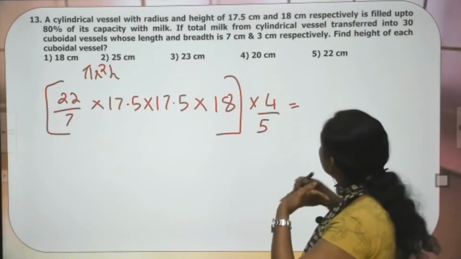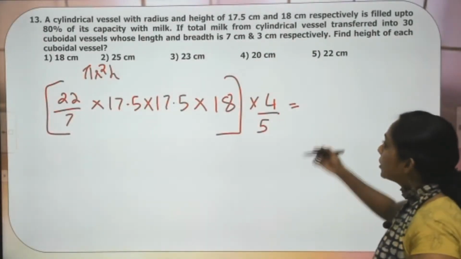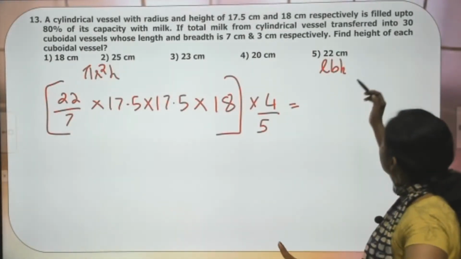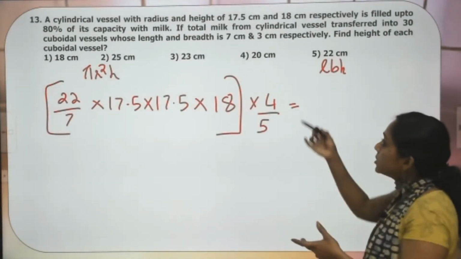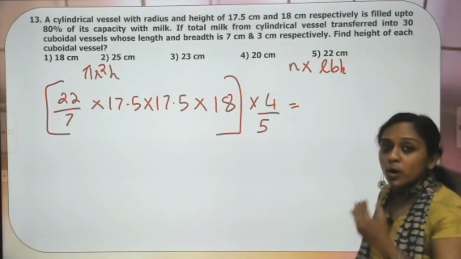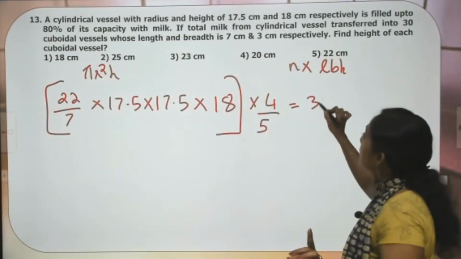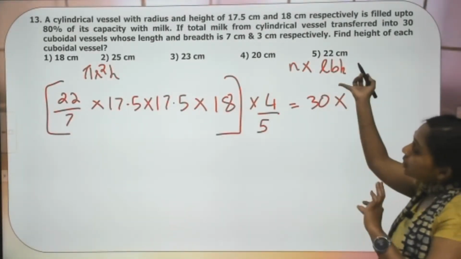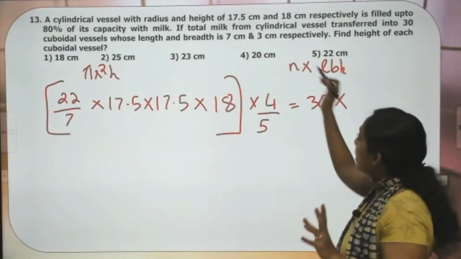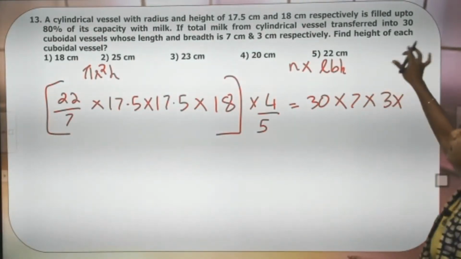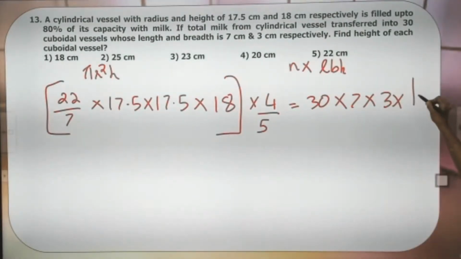What is the volume of a cuboid? Volume of a cuboid is LBH. Is it one cuboid? How many cuboids are there? 30 cuboids are there. So what is the total volume? Number of cuboids into the volume of one cuboid, so 30 into LBH. L is 7, B is 3 and H is what you have to find out. Find the height of each cuboidal vessel, so let it be H. Just simplify this.